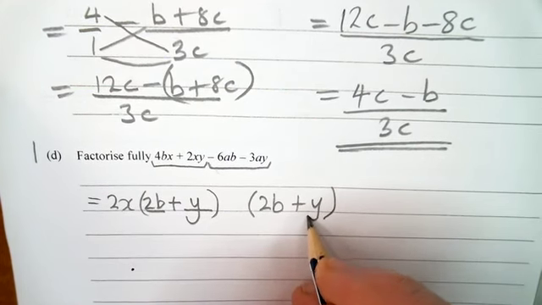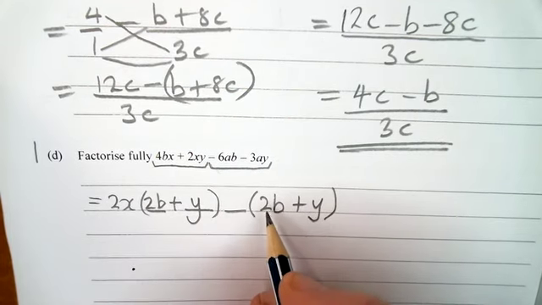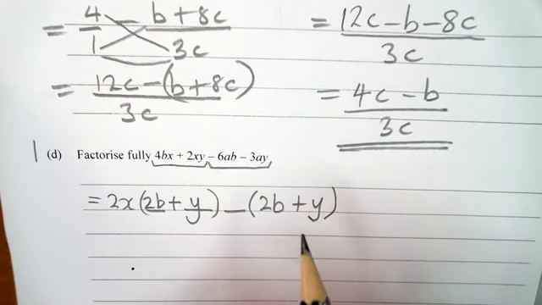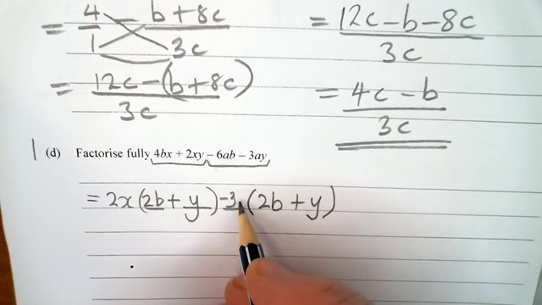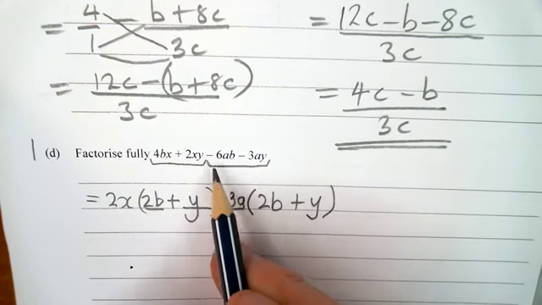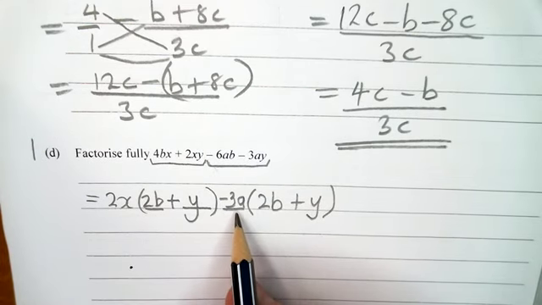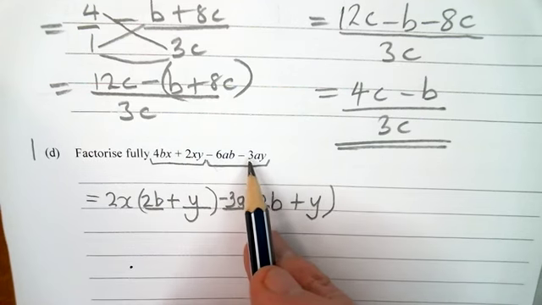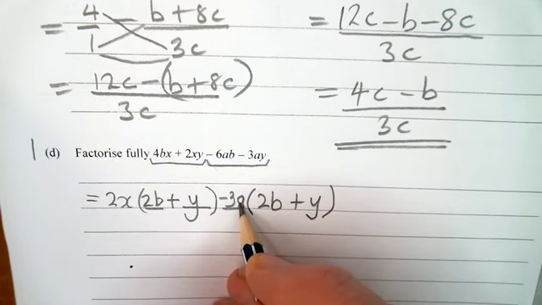Can we do that? So we want something times 2b that makes 6ab. Well, the answer to that would be minus 3a. There it is. 3a times 2b makes negative 6ab, and that would be correct. Now the same must be true here as well then. Negative 3a times y makes negative 3ay, correct. So now, that's an a by the way.